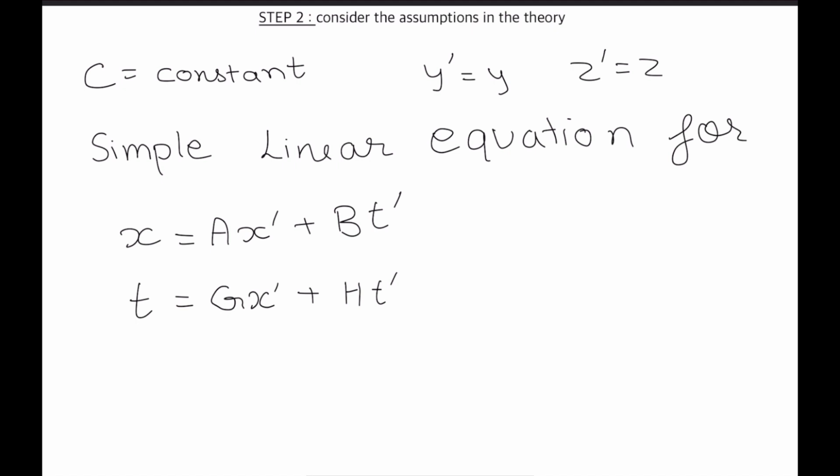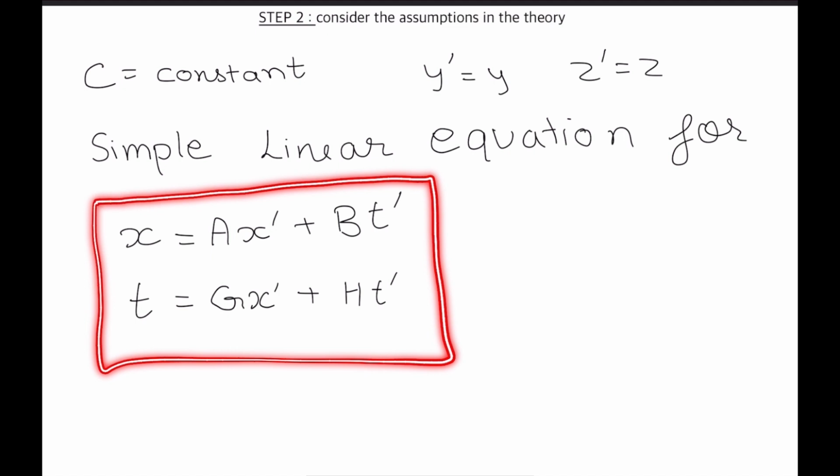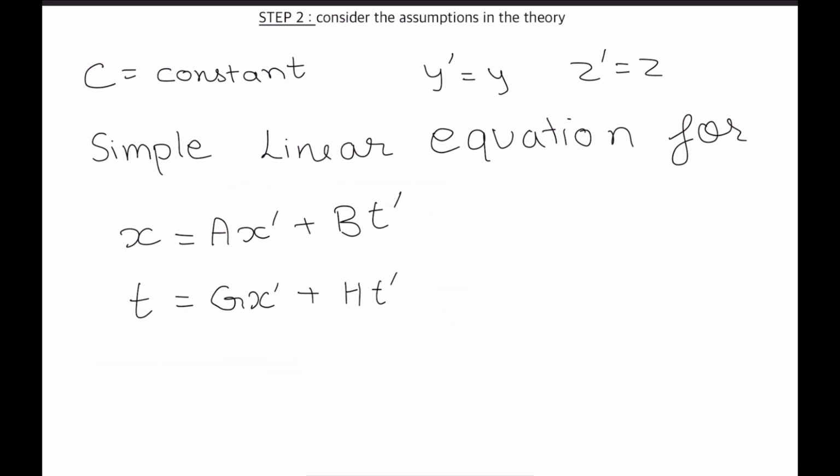Now moving to step 2, understanding all the assumptions in the theory. Note that we do not know whether x depends on just x dash, or it also depends on t dash, or both, or what. So we are going to take simple linear equations for x and t to relate them with x dash and t dash with different constants, of course. So x is a x dash plus b t dash, and t is g x dash plus h t dash.